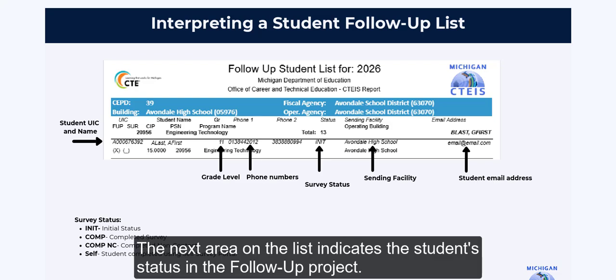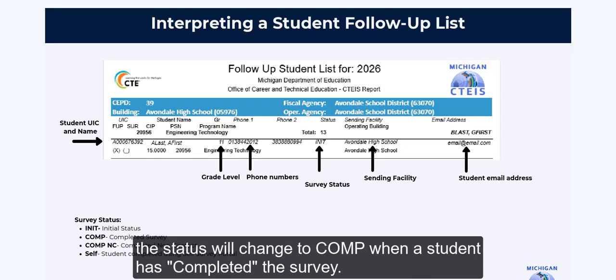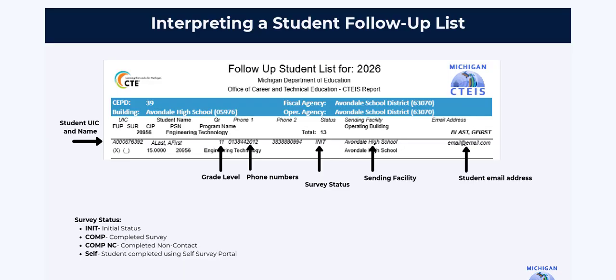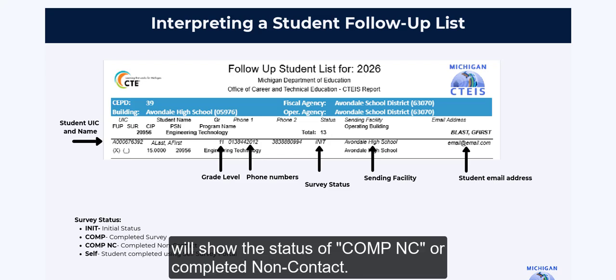The next area on the list indicates the student's status in the follow-up project. By default, this is INIT for initial status, meaning the student has not yet given survey responses. The status will change to COMP when a student has completed the survey. Any concentrators marked as non-contacts, whether due to inaccurate contact information or refusals to answer the survey, will show a status of COMP NC or completed non-contact.